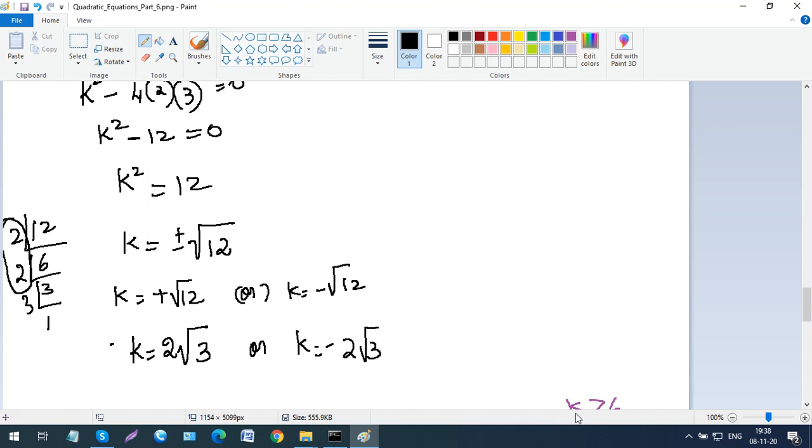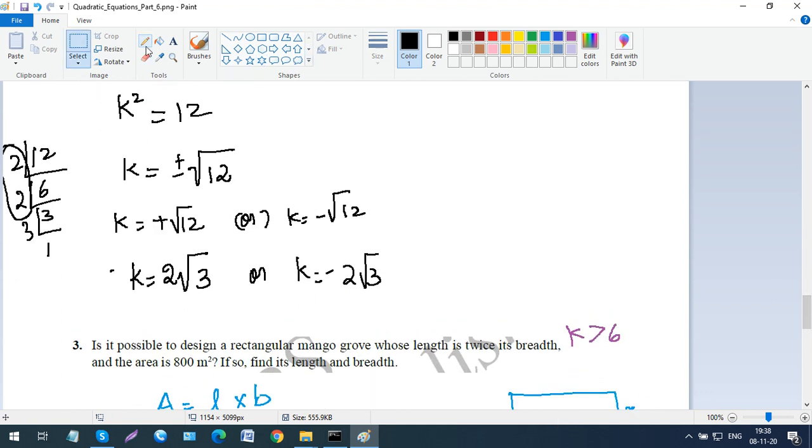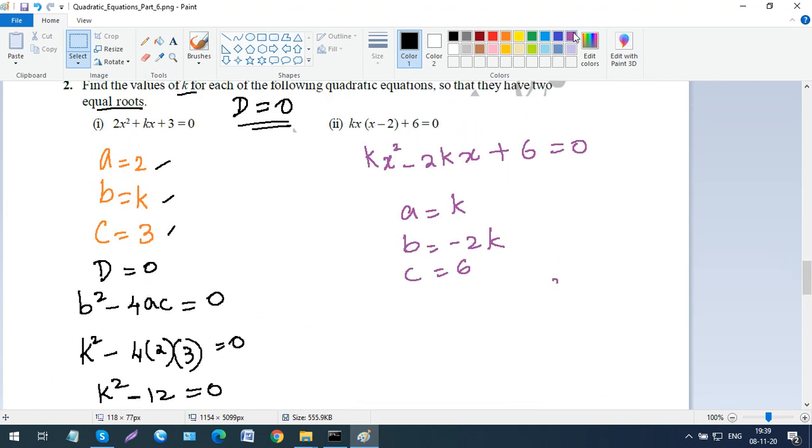Now coming to the next one, a similar question. Let me solve that with a different pen color. Before that, I have to multiply this out. kx into x is kx square. Then kx into minus 2 is minus 2kx. I have to multiply kx with both x and minus 2, and then plus 6 will be written as it is. So now A is k, B is minus 2k, and C is 6.